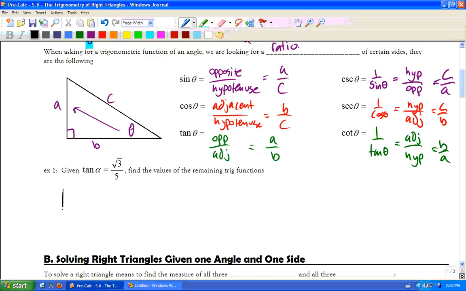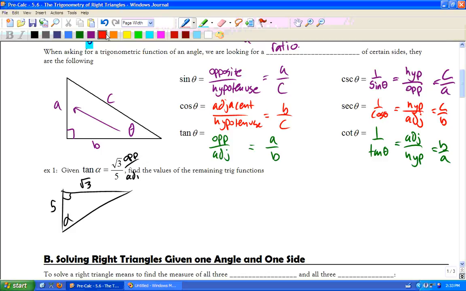Anytime you've been given some piece of information, it always helps to start by drawing a triangle, specifically a right triangle. We're going to say this is alpha. Now, tangent is the opposite over the adjacent, which means the side opposite of alpha is the square root of 3. The side adjacent to alpha is going to be 5.